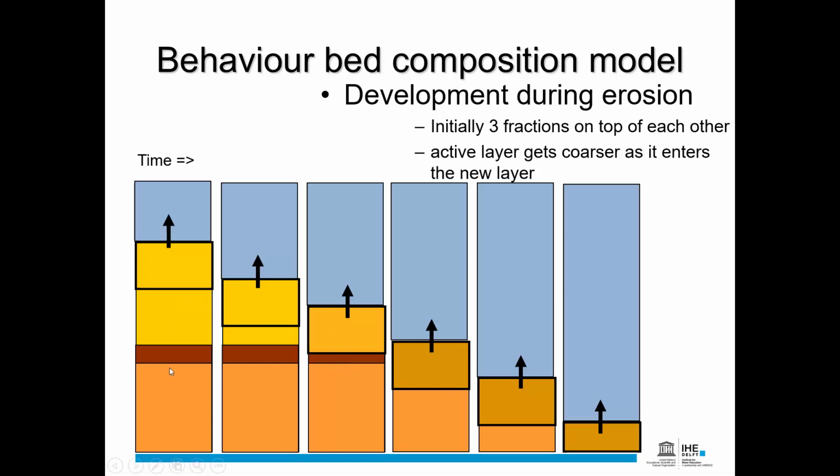Now, this case is a bit different. We have three different fractions. And then you can see that the active layer moves down, gets a bit coarser, but as soon as it gets to a new physical layer, it may even get very coarse because this new material may be very, very different.